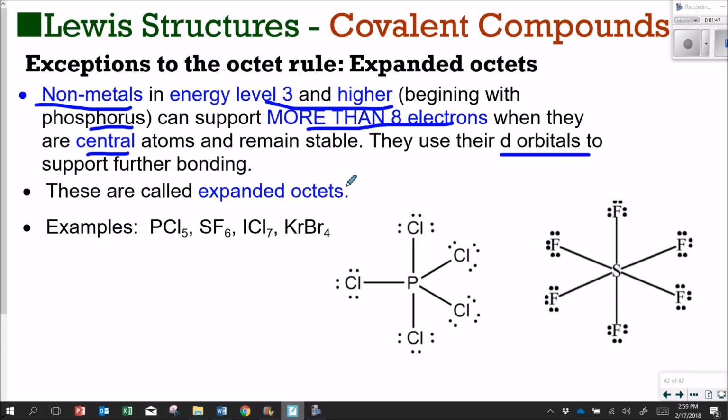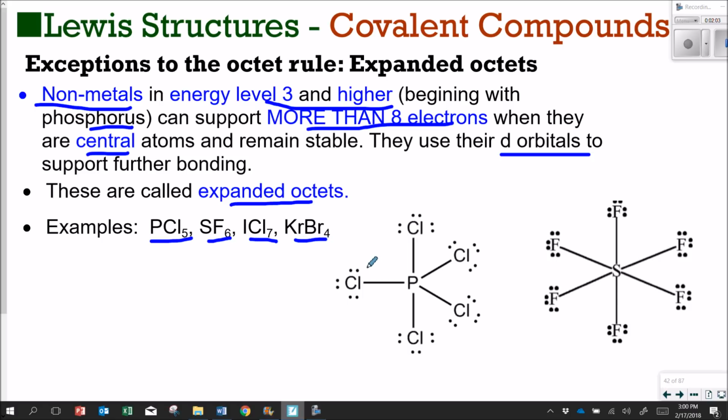They use their d orbitals to support further bonding. And these are called expanded octets. Some examples would be phosphorus pentachloride, sulfur hexafluoride, iodine heptachloride, krypton tetrabromide.